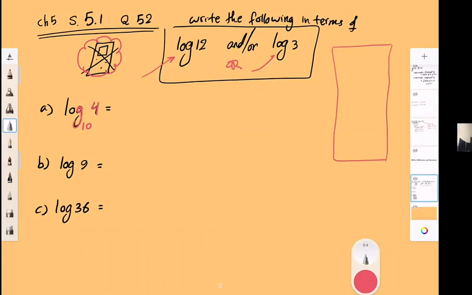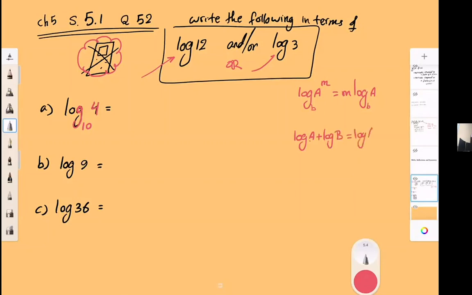So I'm going to list them here. We start with log of a to the exponent m. This is m log of a. Let's say the base is b. Then we have log of a plus log of b equal to log of a multiplied by b. Log of a minus log of b equal to log of a divided by b. Correct? You have a page of notes, or you have Google to see all the properties of log.